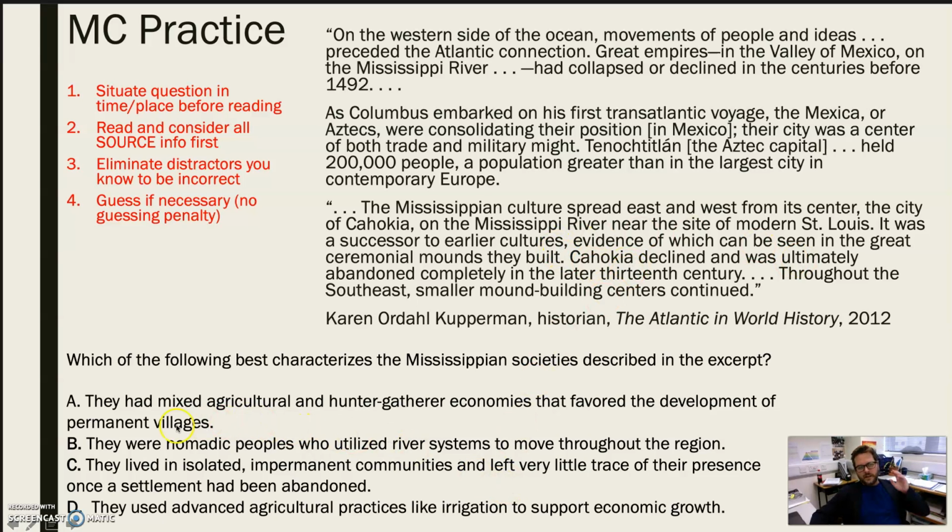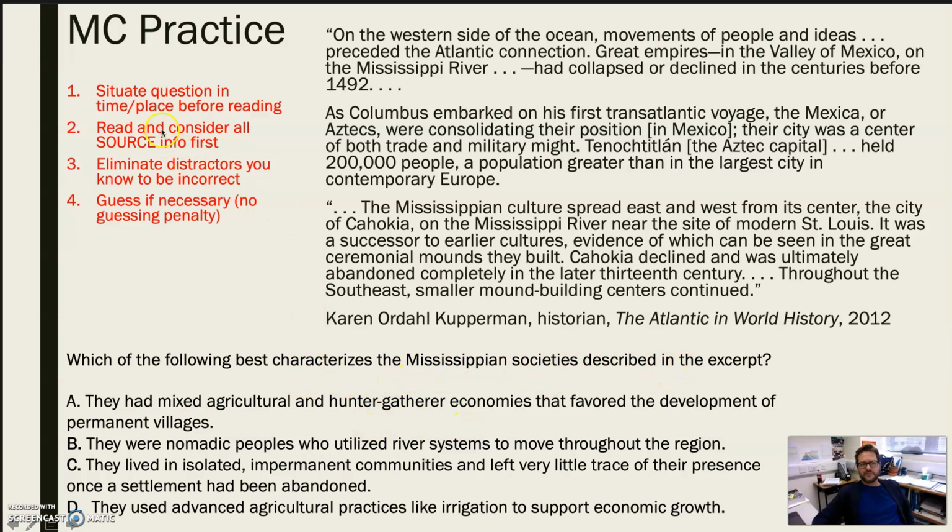So, A, they had mixed agriculture and hunter-gatherer economies that favored the development of permanent villages. B, they were nomadic people who utilized river systems to move throughout the region. Or C, they lived in isolated, impermanent communities and left very little traces of their presence once a settlement had been abandoned. Or D, they used advanced agricultural practices like irrigation to support economic growth. All right. So, which of the following best characterizes the Mississippian societies?